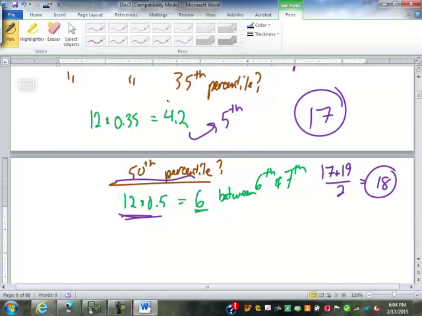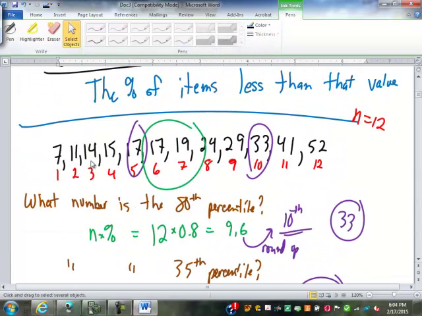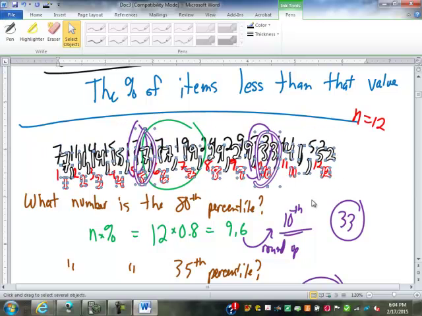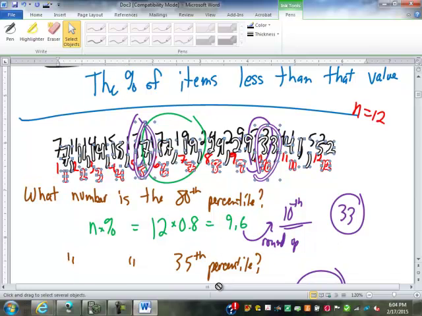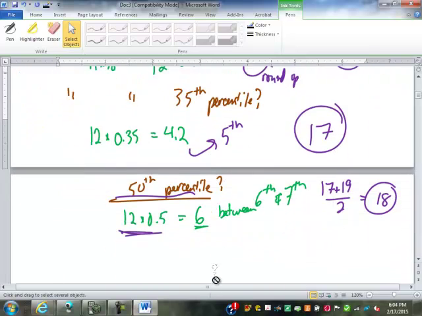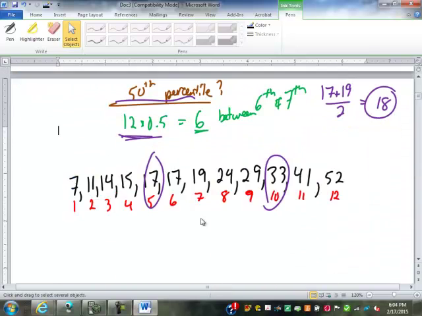Well, the next thing we're going to do, I'm going to save myself a little trouble here, and I'm going to copy this set of numbers and bring them with me, so I don't have to keep scrolling back up. So it's just the same set of numbers.